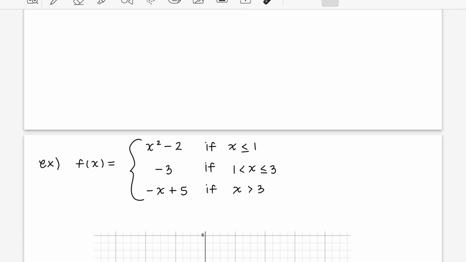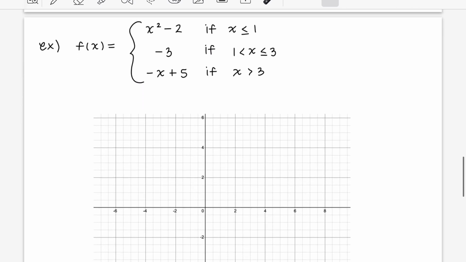All right, so what we want to do is plot this given these rules here. So we can do what we did in the last example where we input a bunch of values for x and see what we get. But in this case, I know what these look like, right? We have a parabola that's just shifted downwards 2 units. We have a constant function, so just a horizontal line. This is y is equal to minus 3, or f of x is equal to minus 3, so it'll be a horizontal line. And then we have this minus x plus 5.